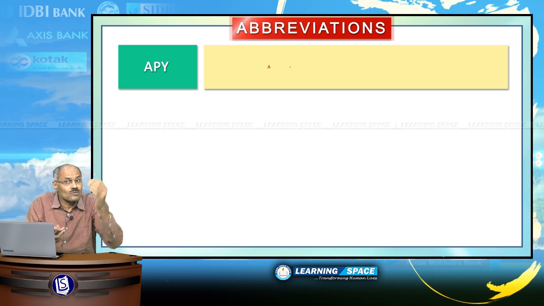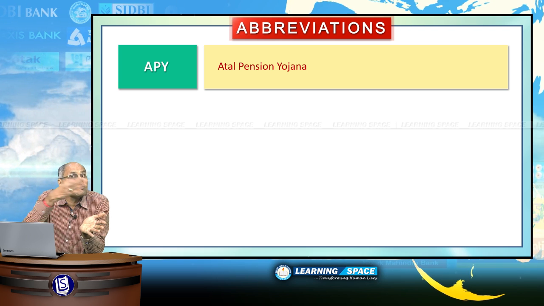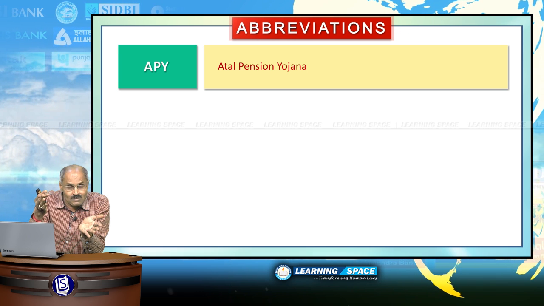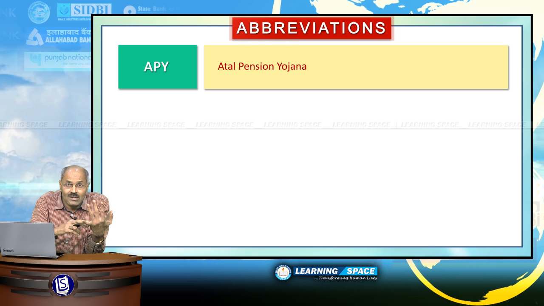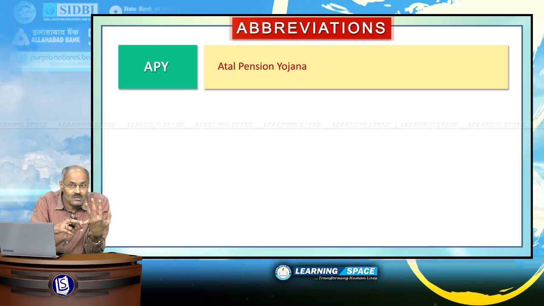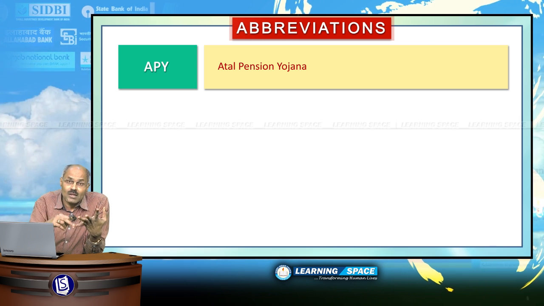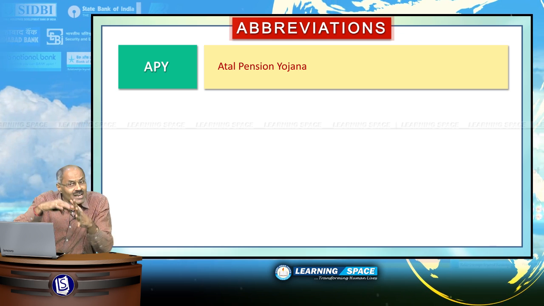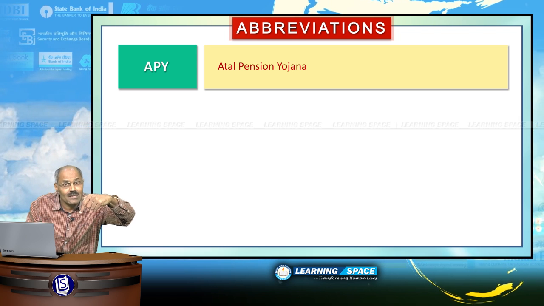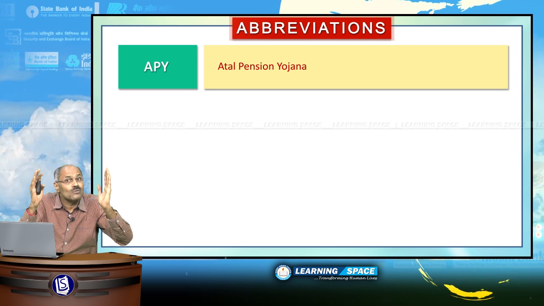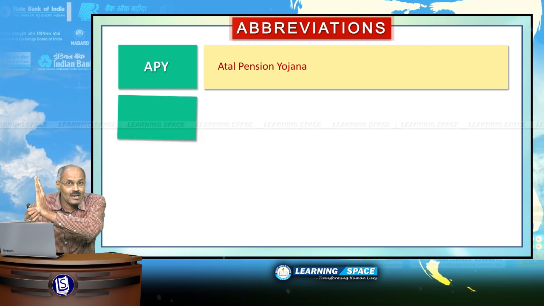APY is Atal Pension Yojana. Based on your contribution, once you cross 60 years, you will get a monthly pension of rupees 1000 or rupees 2000 or rupees 3000 or rupees 4000 or rupees 5000. That means from rupees 1000 to rupees 5000 based on your contribution, and your contribution depends on your age. The age prescribed is between 18 to 40 years and you will get pension after 60 years only.